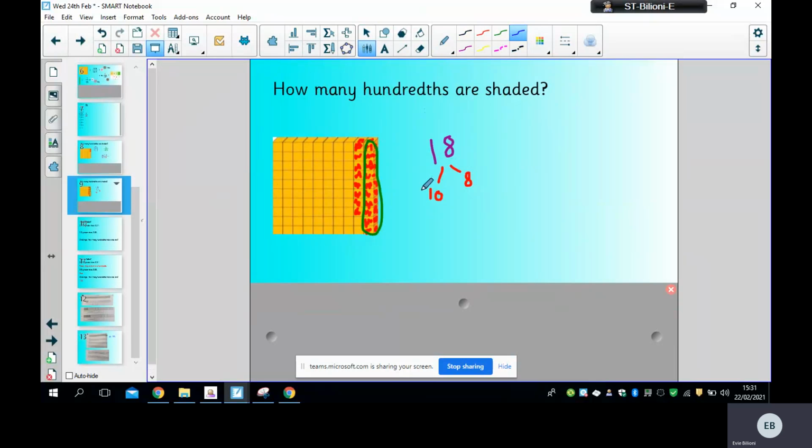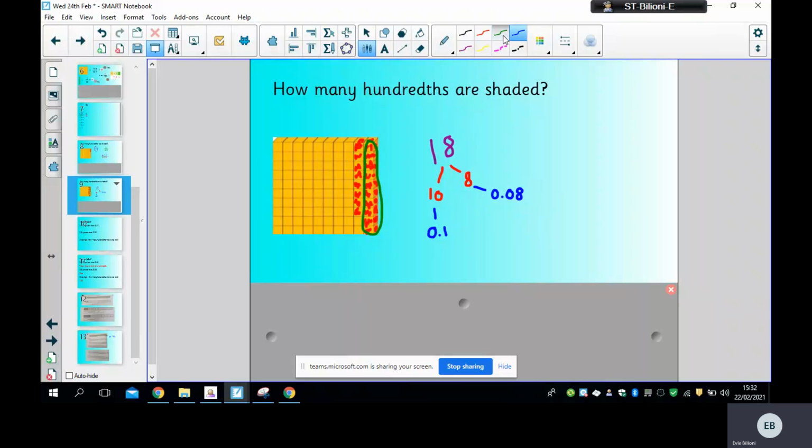And we know that this 10 is worth 1/10. And we write 1/10 like so, because we know our 8 is still in the hundredths. So we write it in the hundredths form. And we have 8 of those hundredths because we don't have 10 to make another tenth.